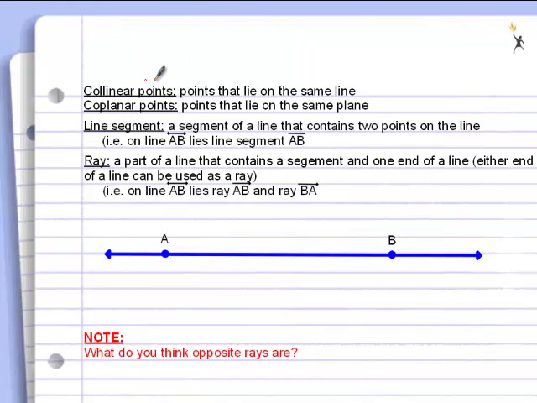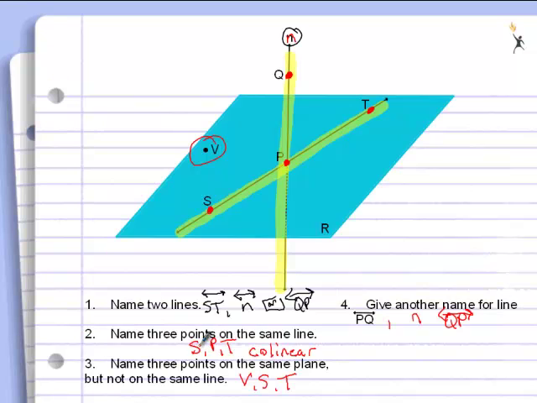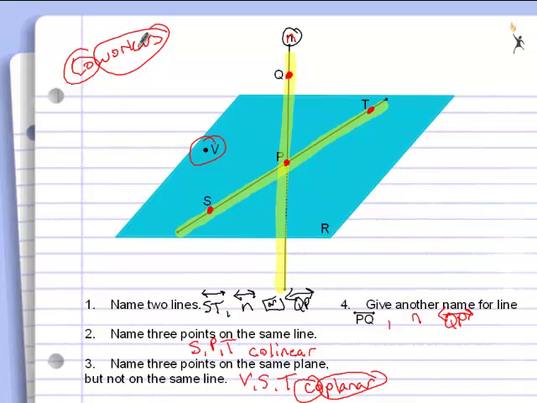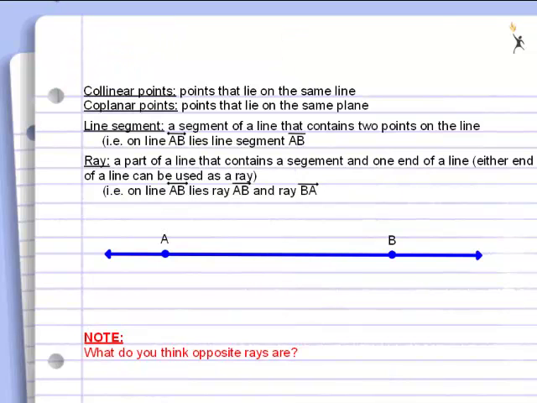The next thing, collinear points. We already talked about that. Those are points that lie on the same line. Coplanar points, points that lie on the same plane. When we labeled 3 points that are on the same plane, like V, S, and T, those are called coplanar. Co because they're on the same what? Plane. Again, just like co-workers. Co, meaning you are the same. What are you the same? Workers. You're the same workers at the same company, so to speak.